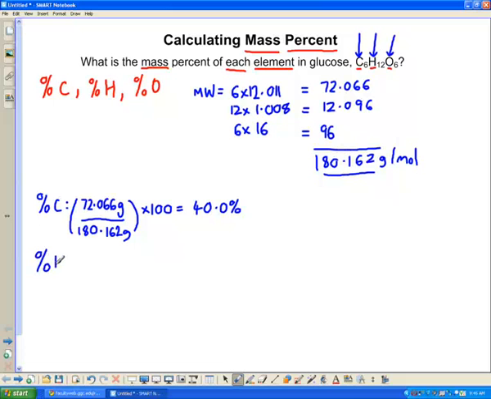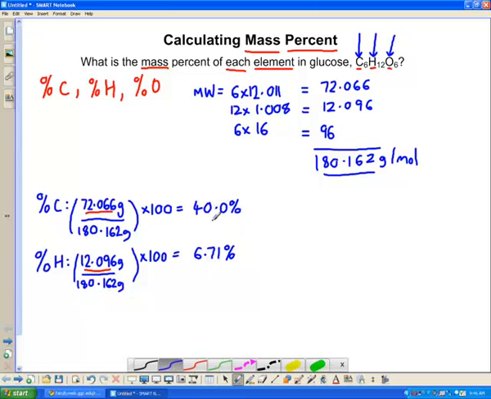Now, as you would imagine, because hydrogen is so much smaller, its percentage is going to be smaller as well. So the mass of those 12 hydrogens is 12.096 grams. Again, divided by the weight of the whole molecule, and once again, multiplied by 100. That gives us a percentage that is indeed much lower than 40%. It's actually 6.71%. All right. Which is not really a surprise, considering that this number is considerably larger than this number.